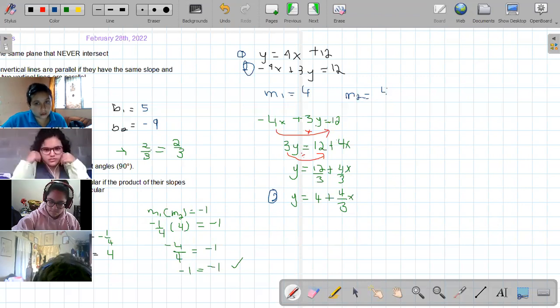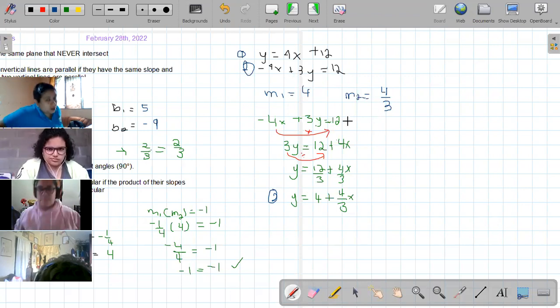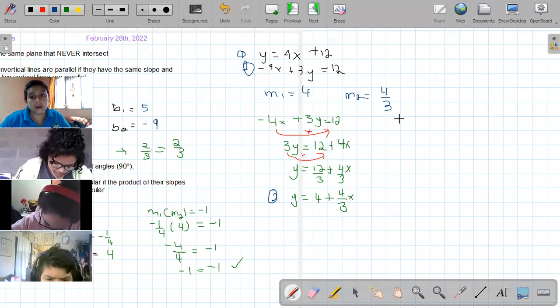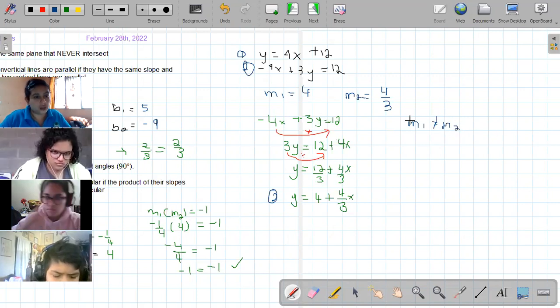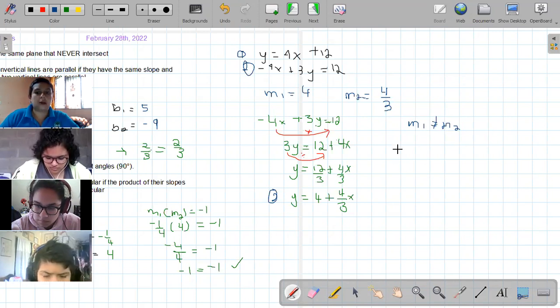4 over 3. Are they the same slope? No, so they're not parallel. Are they perpendicular? Let's prove it. Okay, remember, to determine if they're perpendicular, I need to multiply them. So I'm going to say M1 is different than M2. So they're not parallel. Okay, this is an equal with the little line in between.